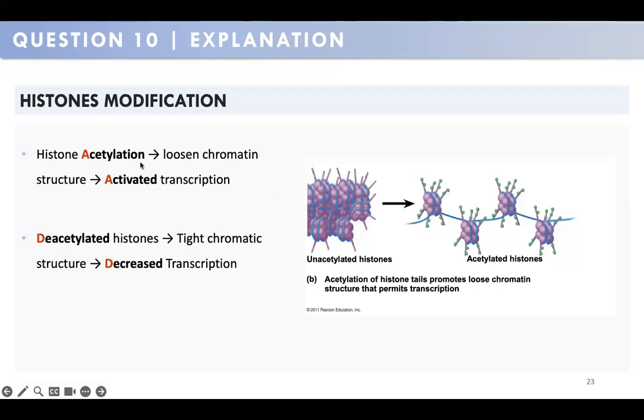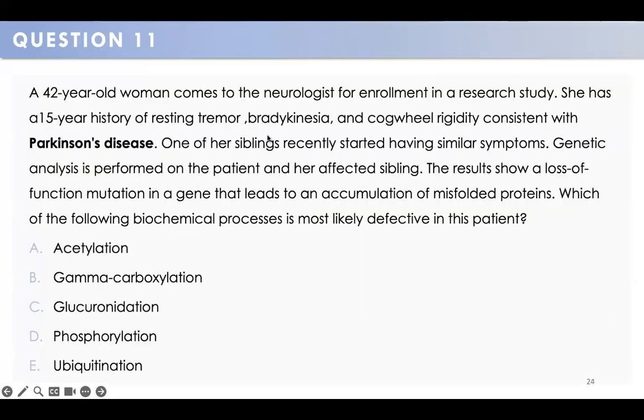So remembering that acetylation activates transcription, whereas deacetylation of histones makes a tight chromatin structure, and this is going to decrease the transcription. So deacetylated histones have decreased transcription. Yes, exactly. It forms a heterochromatin. Okay.